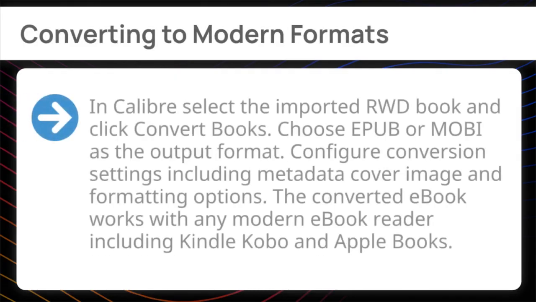Next, converting to modern formats. In Calibre, select the imported RWD book and click Convert Books. Choose EPUB or MOBI as the output format. Configure conversion settings including metadata, cover image, and formatting options. The converted ebook works with any modern ebook reader including Kindle, Kobo, and Apple Books.